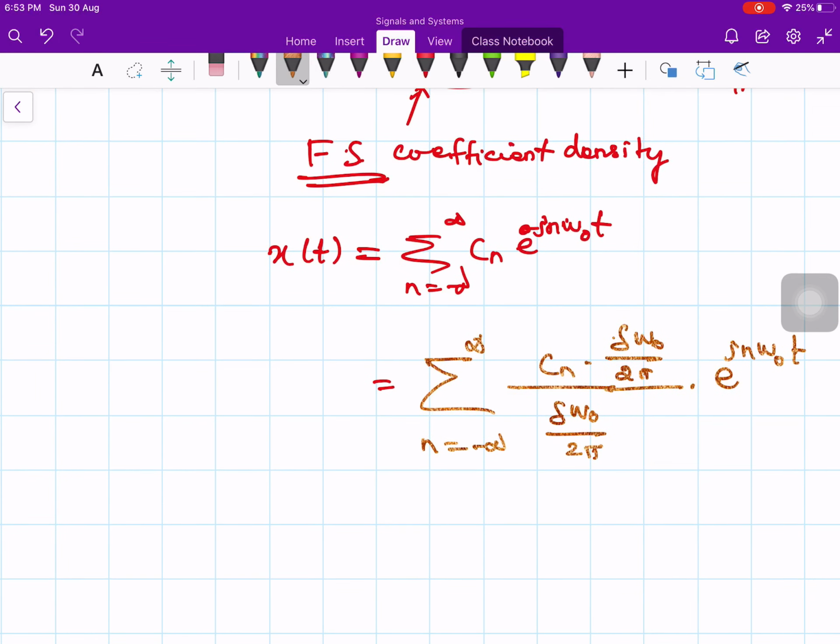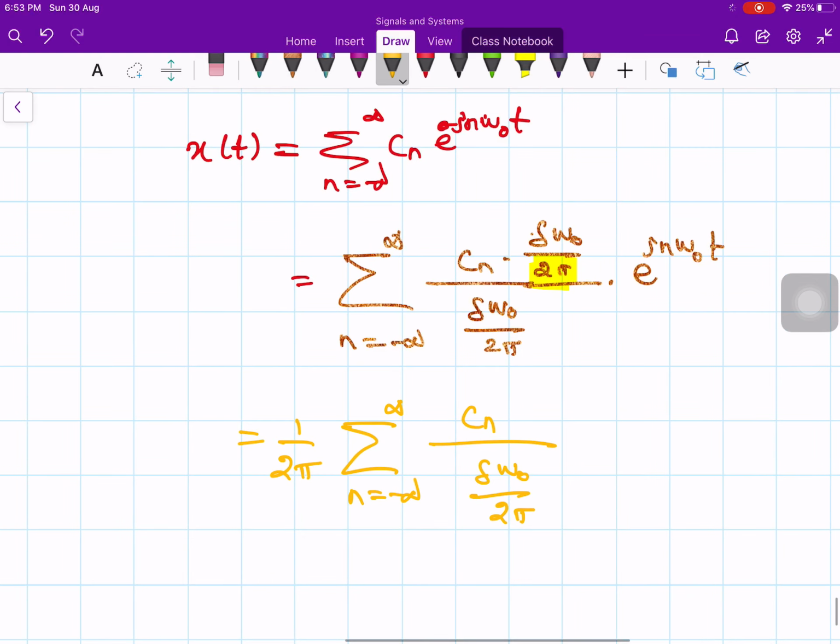Okay, so in this you bring this 2 pi outside, 1 over 2 pi sigma n is equal to minus infinity to plus infinity Cn divided by delta omega naught divided by 2 pi and e to the jn omega naught t times delta omega naught. I can rewrite like this.